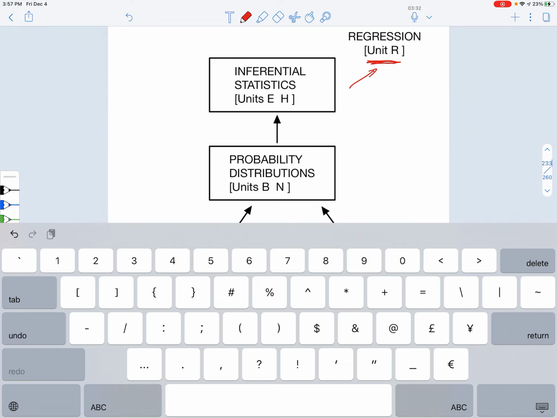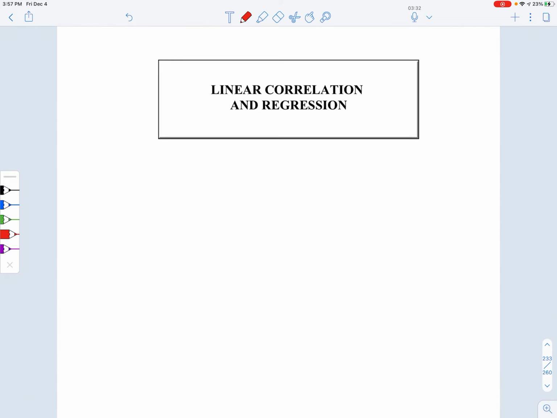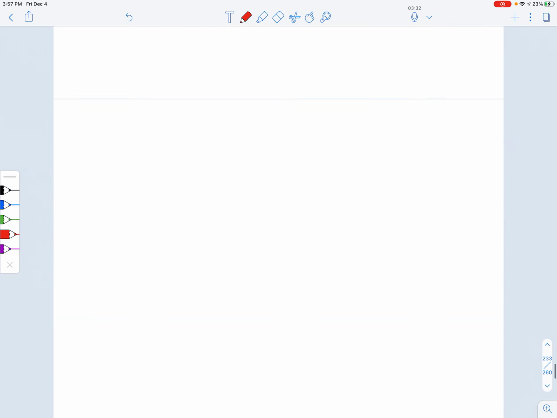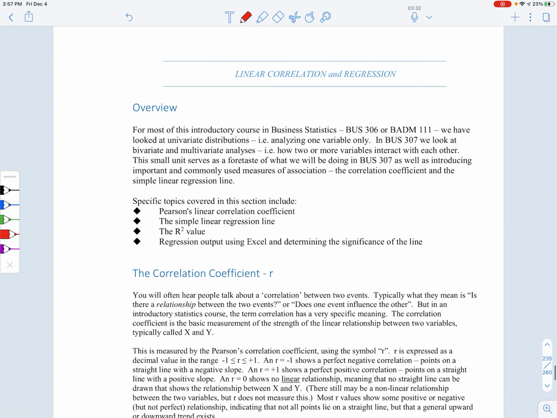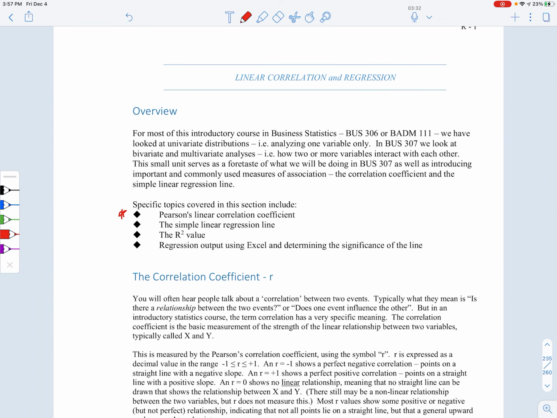Let's go back to where we were, and we're taking a look at linear correlation and regression. So Unit R, we're going to take a look at 4 different topics here. So we'll look at Pearson's linear correlation coefficient, which is R, and the simple linear regression line, the R-squared value, and then regression output using Excel.